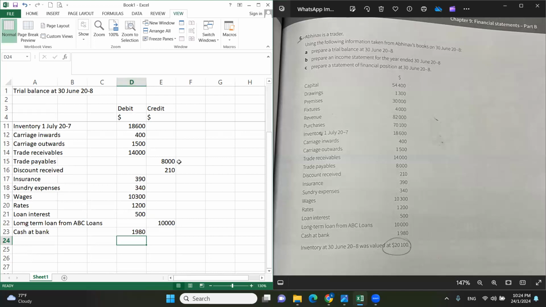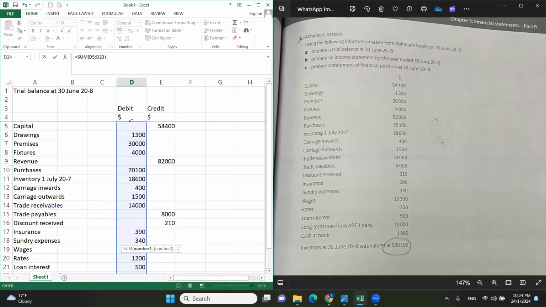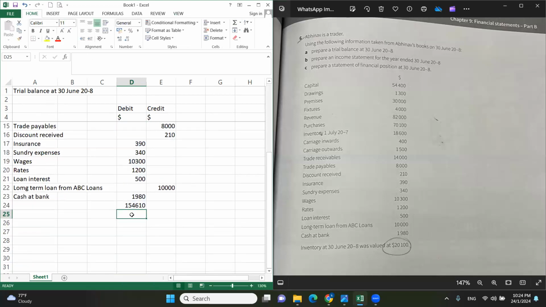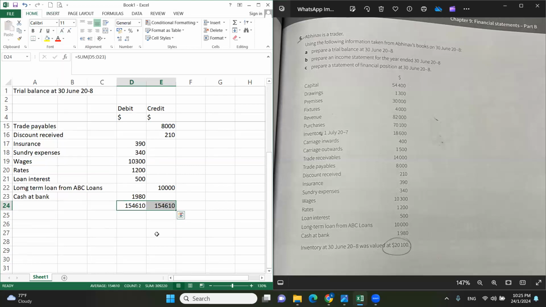Okay, so now add the total. Okay, the total will be 154,000. Okay, the amounts of debit and credit are the same. That means most probably correct. Next is that they want to prepare the income statement.